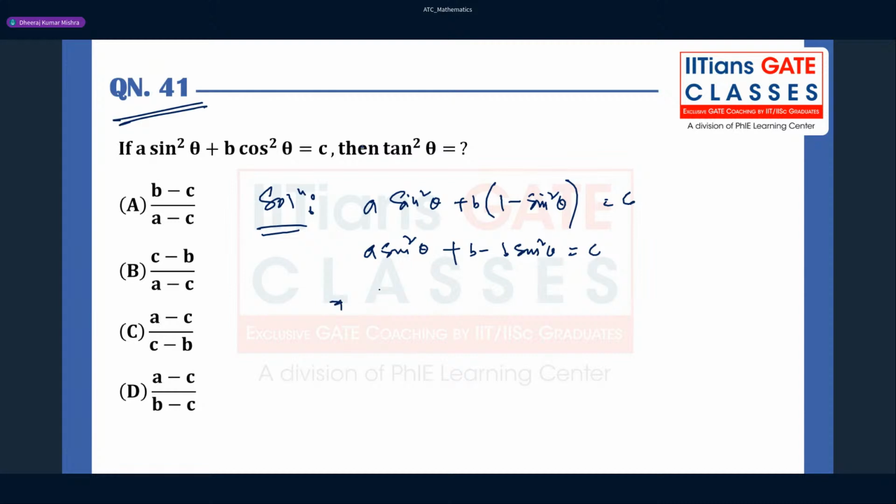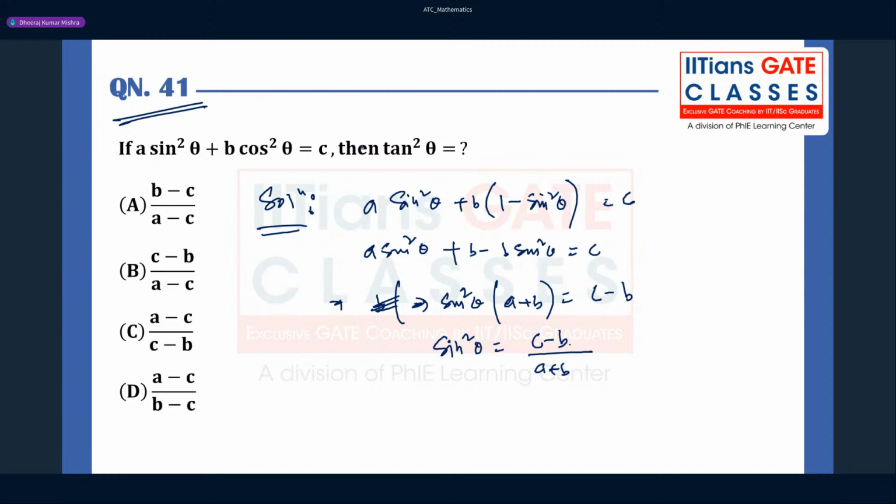Here you can take sine square theta common. It's a very simple question, I believe. So sine square theta times A plus B equal to C minus B. It is very simple now. So what is sine square from here? Sine square theta equal to C minus B by A plus B. We have got sine square theta here.